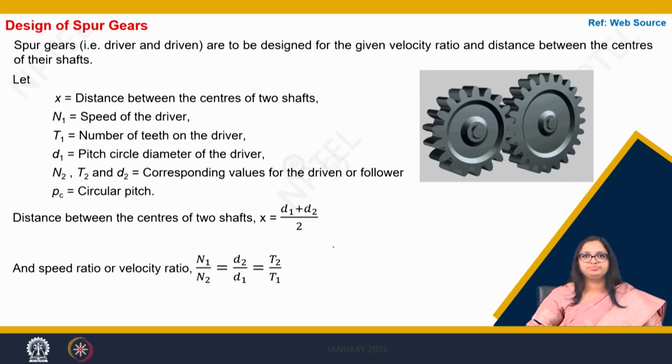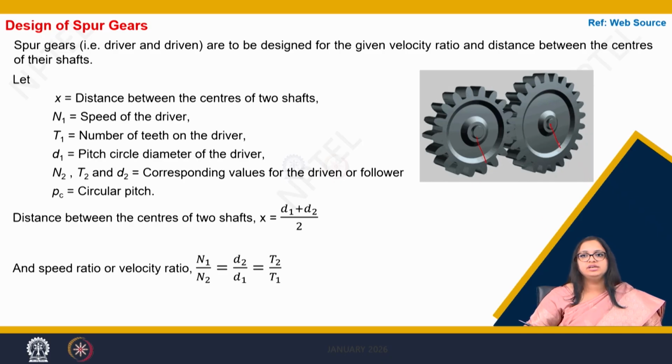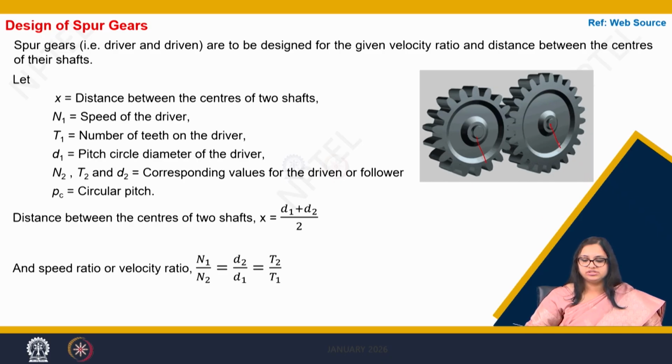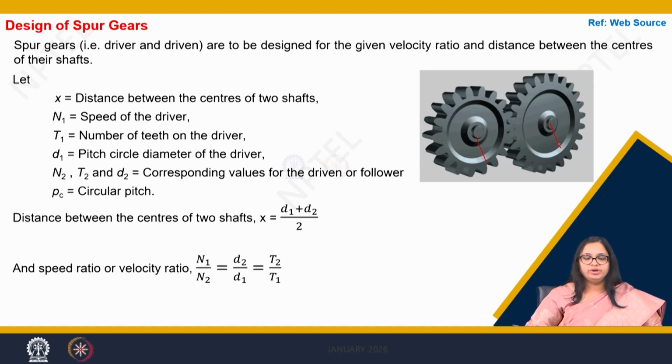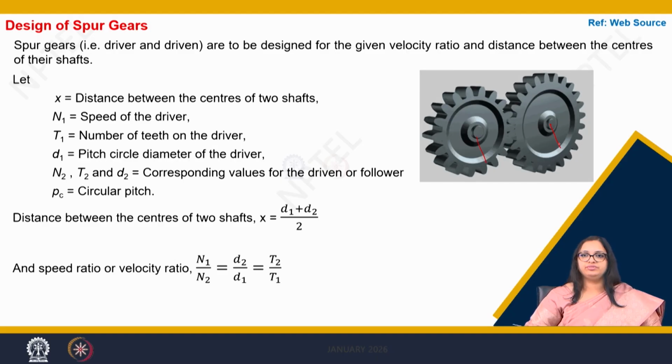Now coming to the design of spur gears. Well, we understand the distance between one shaft and the other is constant, it does not change. The shafts are fixed, unlike in the epicyclic gear train where one shaft is fixed and the other is not. When we talk about a simple gear train or a compound gear train or even a reverted gear train, the distance between the shafts is fixed.